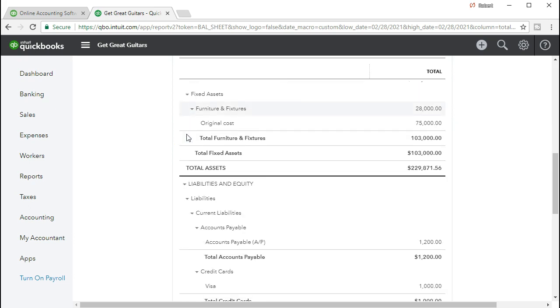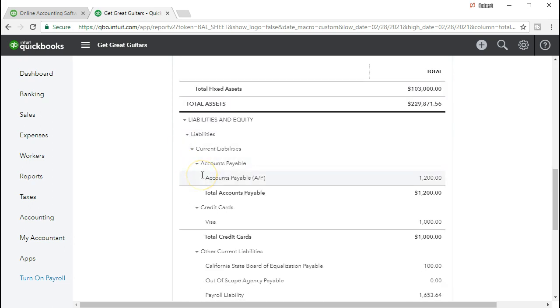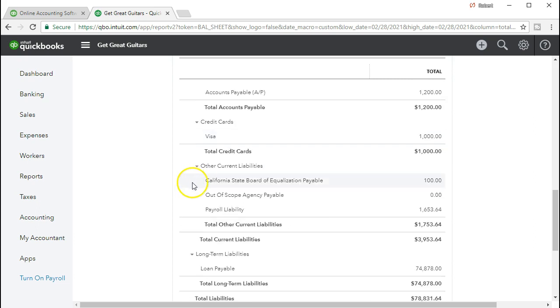And if we scroll down at the bottom, we got the liabilities, we got the accounts payable, we got the credit card, we've got the State Board of Equalization. Again, another thing that's a payable, it shows exactly who we're paying to, but really this is a vendor.